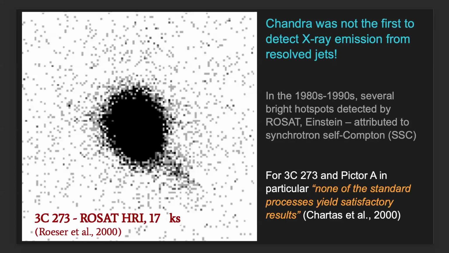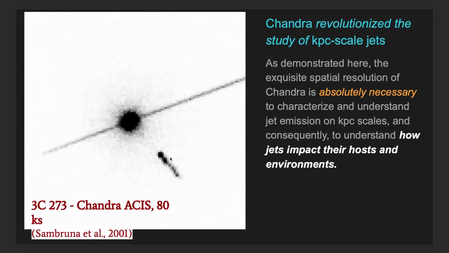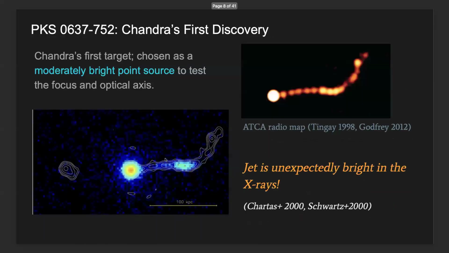ROSAT actually did detect this 3C273 jet, but I love showing these 2 pictures because it really highlights the revolution of going to the high resolution, because you can only really see this jet in detail with Chandra. And of course, this isn't even the most beautiful image we've made. I think this was one of the first ones published. So something with arc-second scale resolution is vital for this science.